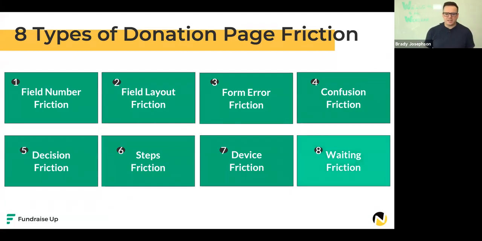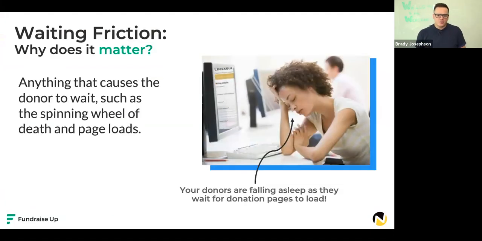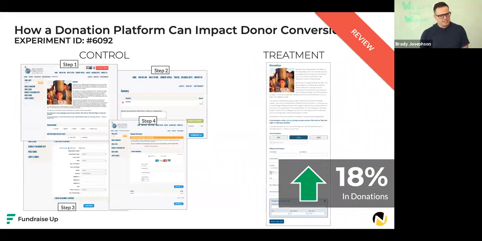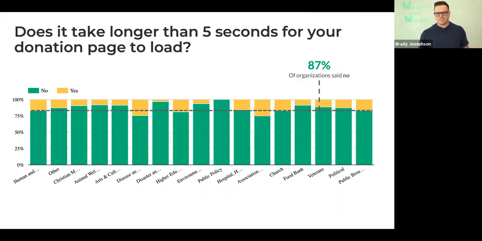All right, last one is waiting friction. I talked about this already, but waiting friction is just anything that causes a donor to wait. Load times, spinning wheel, those types of things. In the M+R benchmark study, they found that the average main donation page takes about 2.6 seconds to load on desktop, 2.77 seconds to load on mobile. So when you're jumping from page to page, it's at least 2.5 seconds every single time. You're just adding the time with all these different steps.